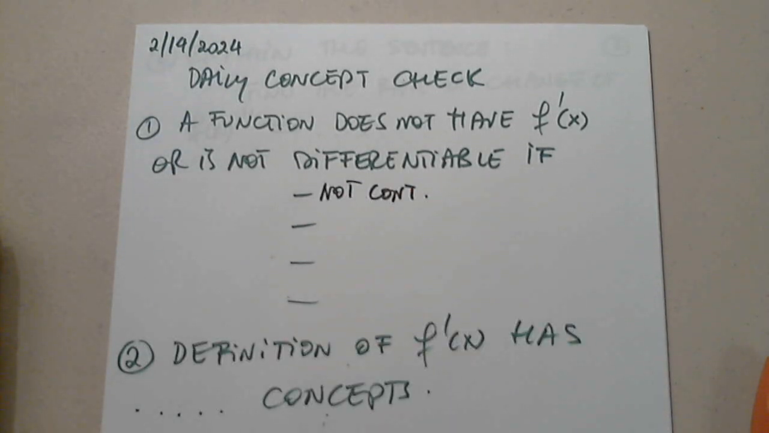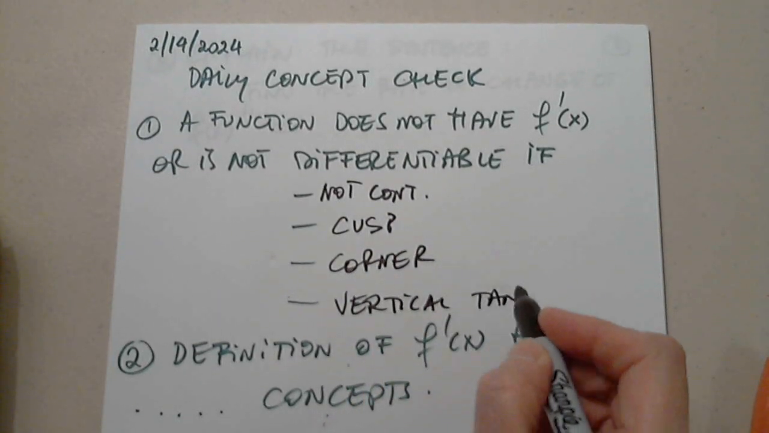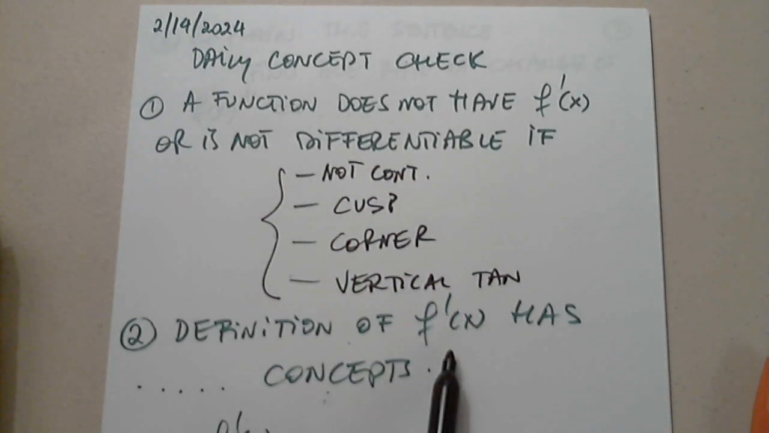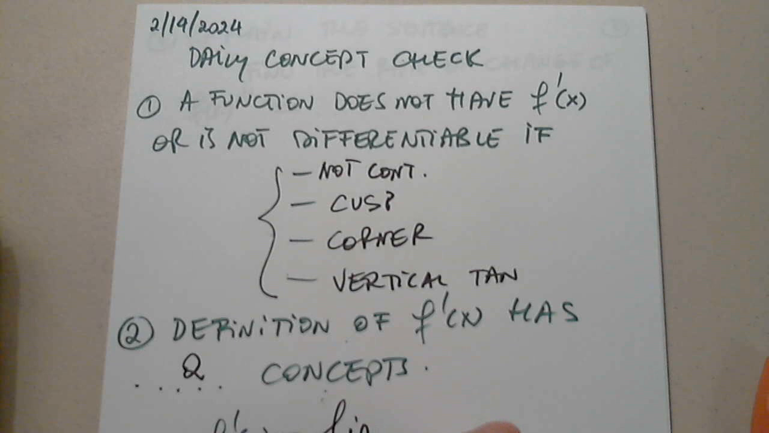Good. And if it has a cusp, corner, or a vertical tangent. Thank you. Please remember that. Awesome. The definition of the derivative has... concepts. Has what? The definition of the derivative has, I'm missing something here. Was it two concepts? Absolutely. And they are? Limits and difference function. Very good.